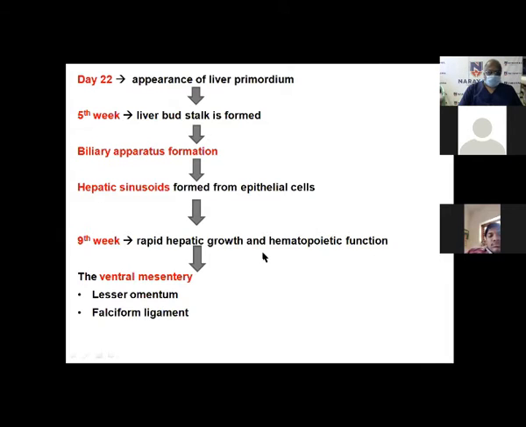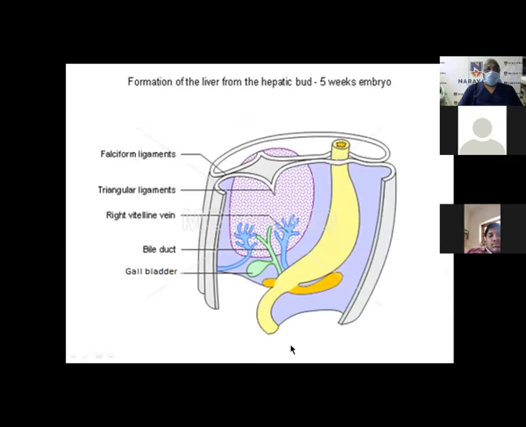hematopoietic function starts for the baby inside. The ventral mesentery has the lesser omentum and falciform ligament. Formation of the liver. This is the falciform ligament. This is the triangular ligament. This is the diaphragm, through which the esophagus comes.